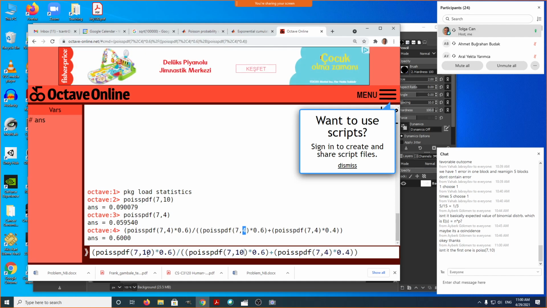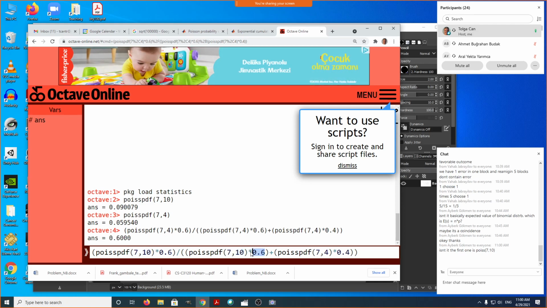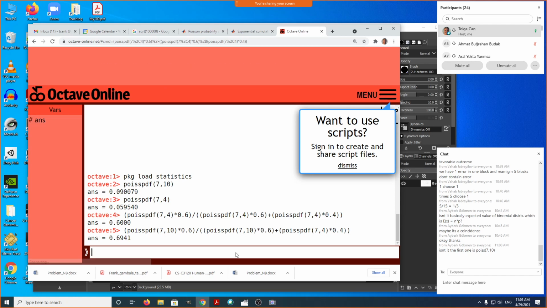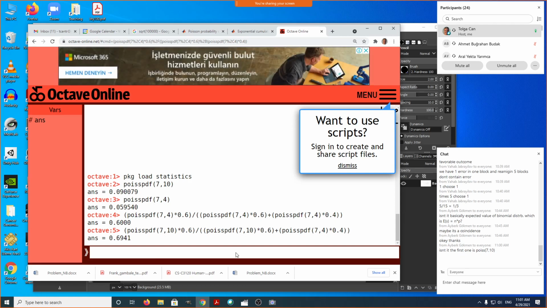The first one should be this one, also one of the things in the denominator. When there is a thunderstorm, lambda is 10, so it should be this one. So the probability that there is a thunderstorm is 0.69. So it's actually larger than the unconditional probability of thunderstorm, which was 0.6.